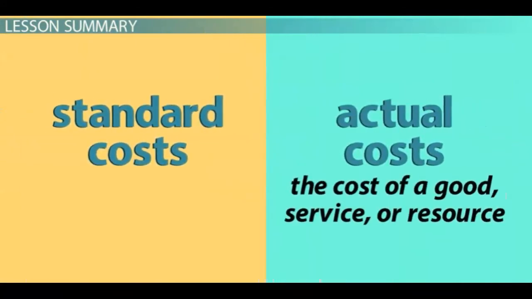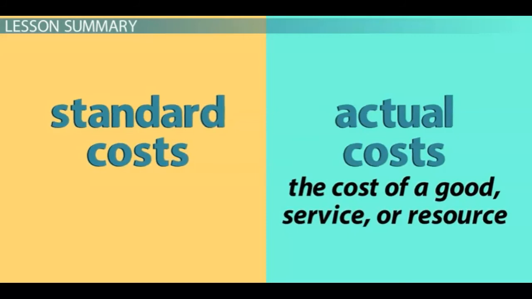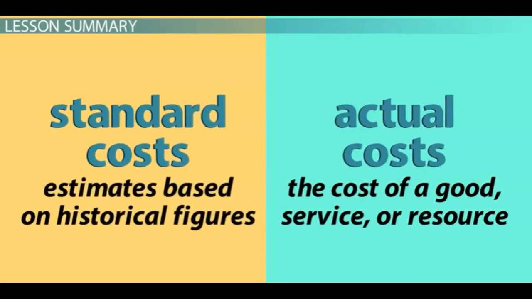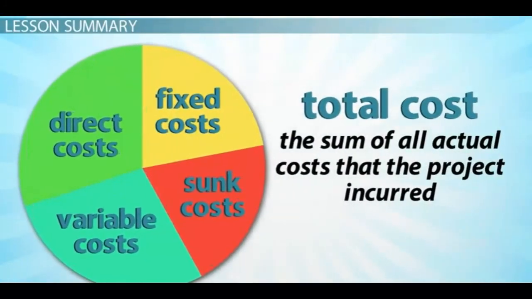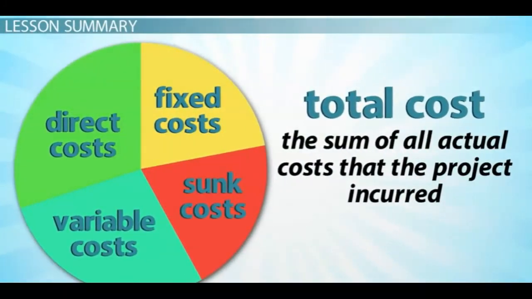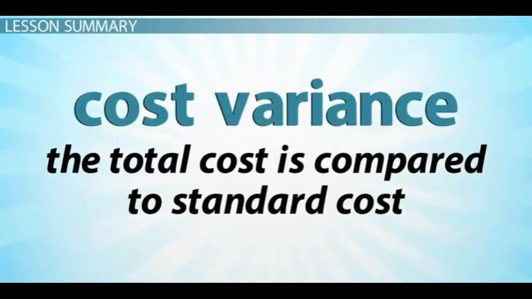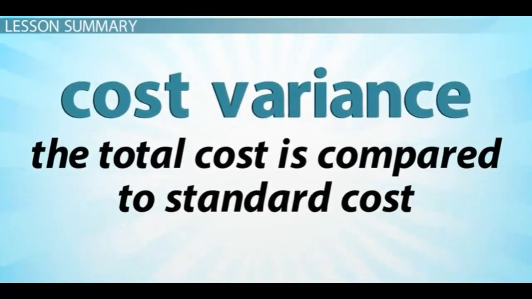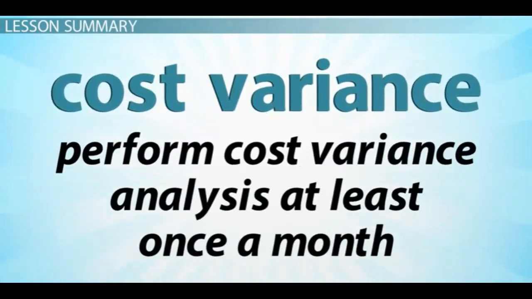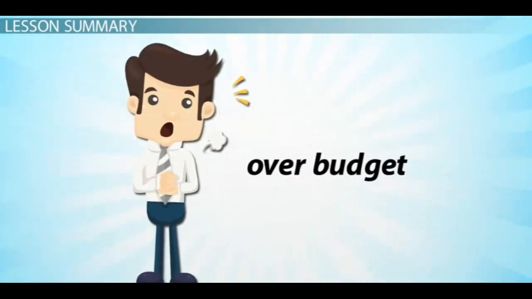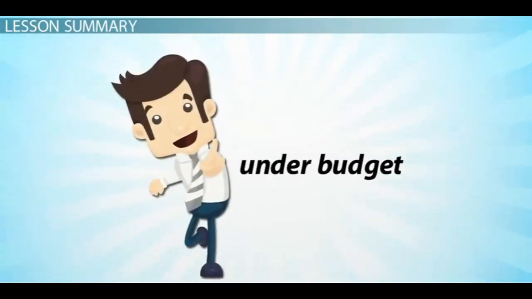Actual costs are the cost of a good or service or resource, while standard costs are estimates based on historical figures. Total cost of the project is the sum of all actual costs that the project incurred. The total cost is compared to standard cost to determine cost variance. The project manager should perform cost variance analysis at least once a month. The project manager is responsible to determine if the project is over, on, or under budget.